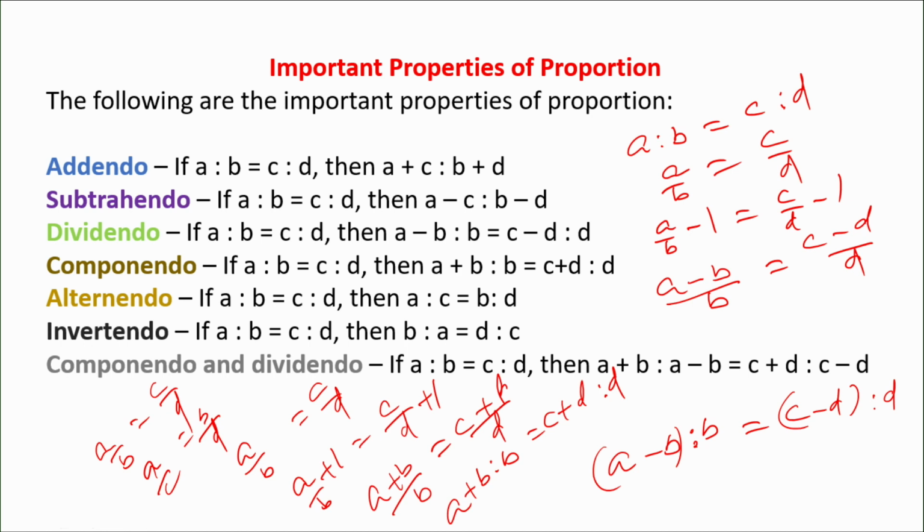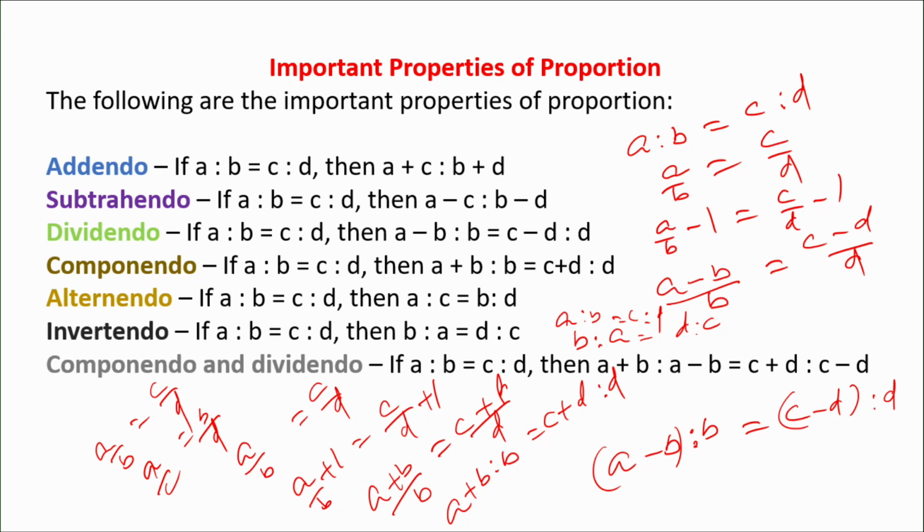Invertendo means you are taking the reciprocal. A is to B is equal to C is to D, invertendo, inverse, means B is to A is equal to D is to C. Now the last one is a combination of componendo and dividendo: A plus B by A minus B is equal to C plus D by C minus D, that is A plus B is to A minus B, C plus D is to C minus D. These are the different properties of proportion.